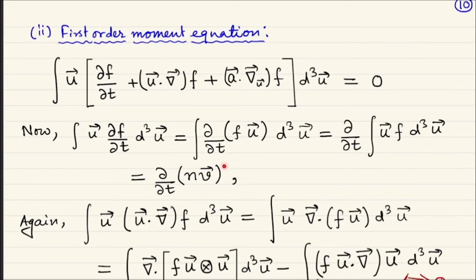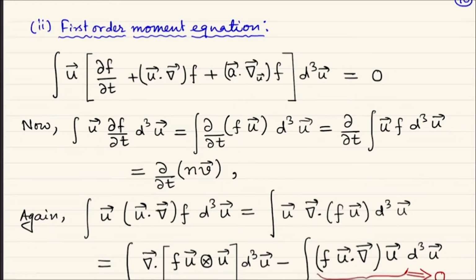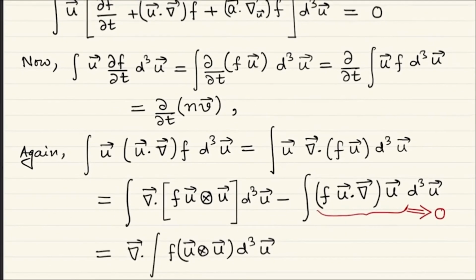So this is d/dt of ∂/∂t of nV. What about the second term? The second term is the integration of u times (u · ∇)f d³u. Again, here you see that u and ∇ are independent of each other. So again u comes inside the nabla operator. Nabla is a space operator. So you have u ∇ · (f u) d³u.